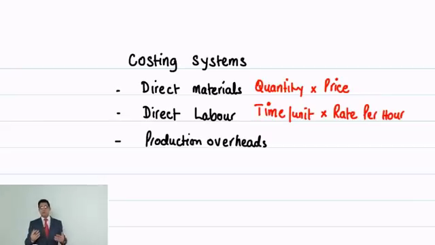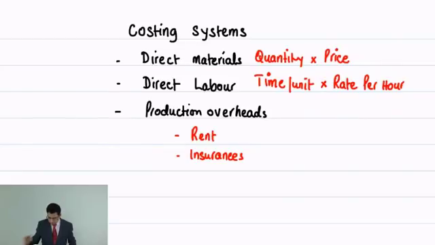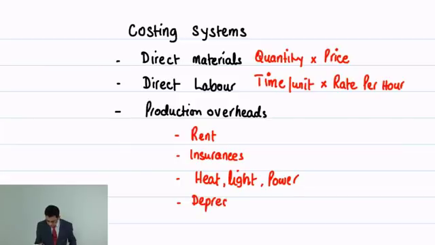First of all, a very quick review: what are the production overheads? A few examples I can list down, precisely: rent, insurance, heat, light and power, any type of depreciations, etc. Just a few examples. I think everybody is familiar. Now these are the production overheads, okay.